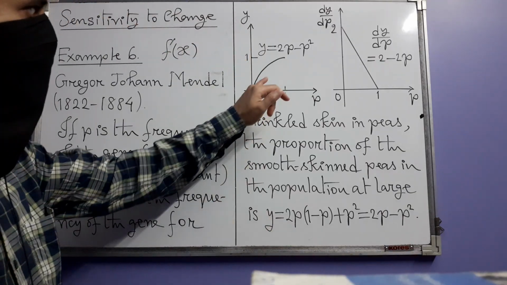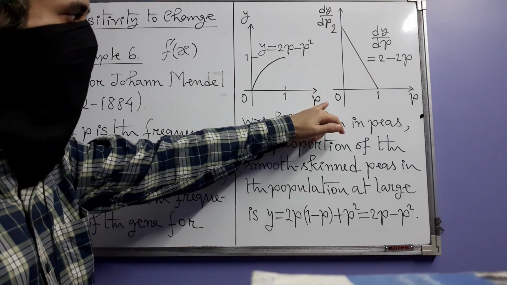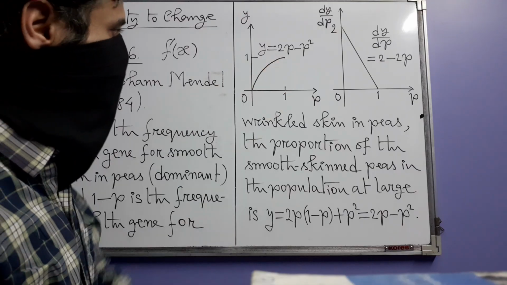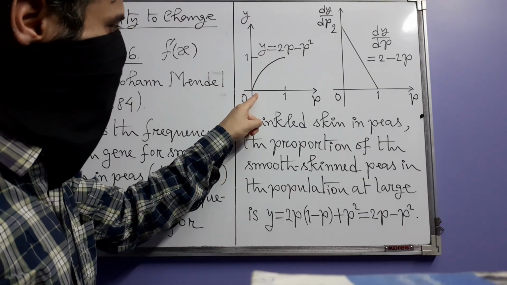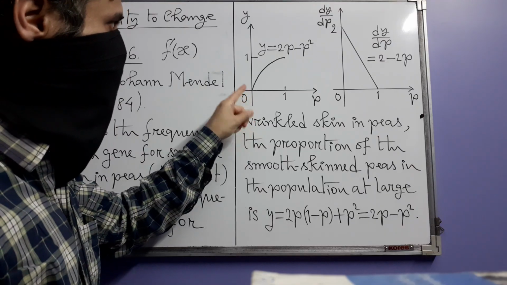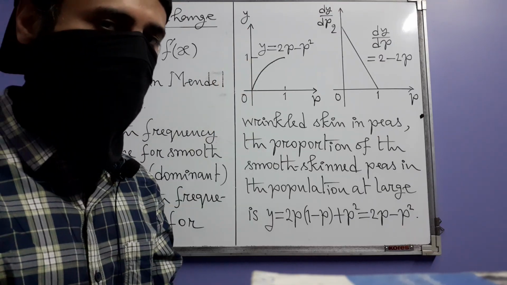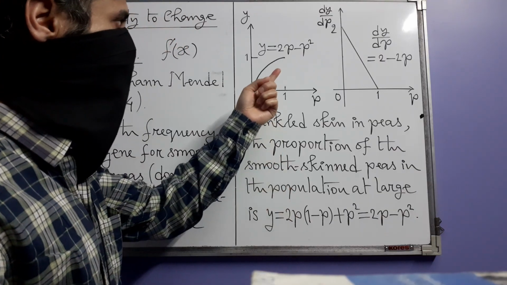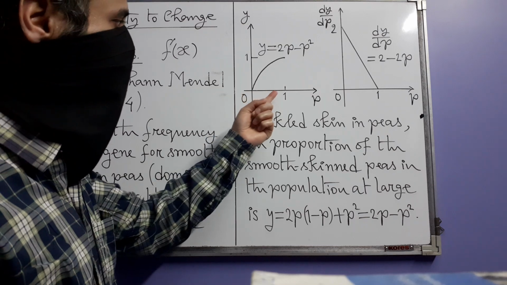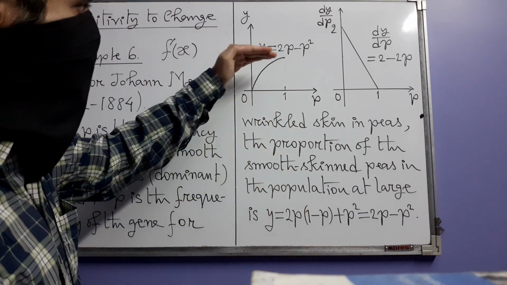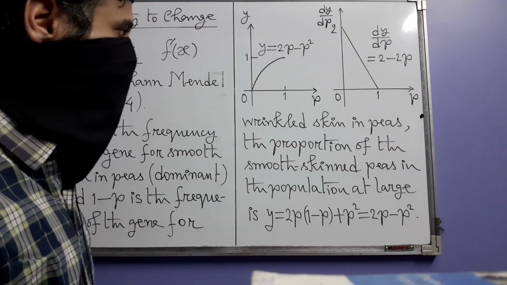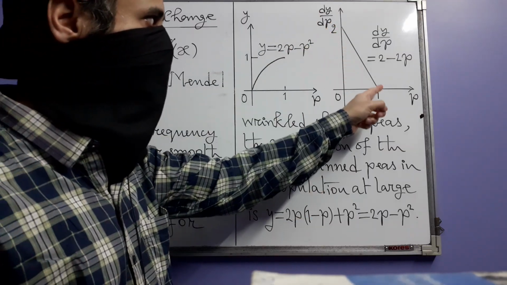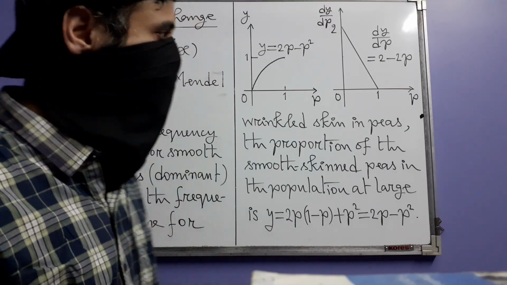Now if you draw the graph of this function with P along the x-axis and Y along the y-axis, then you get this graph. From the graph you can see that when P is very close to 0, the change is more. So Y is more sensitive to change in P when P is small, and less sensitive to change in P when P is large. When P is close to 1, the change is not really that much, and the sensitivity is measured by this derivative dy/dp, which itself goes down because it's 2 minus 2P.